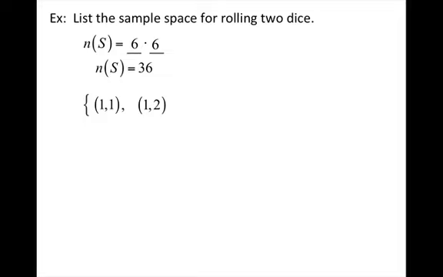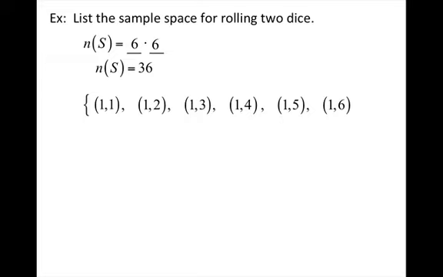Then keep the first element of the ordered pair as a 1 and go through the different options for the second die. I could roll a 1, 3, a 1, 4, a 1, 5, and a 1, 6. So that's all the possible combinations of rolling a 1 on my first die and then the numbers 1 through 6 on my second die.